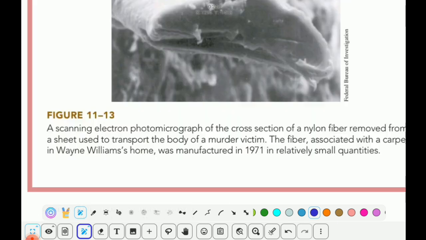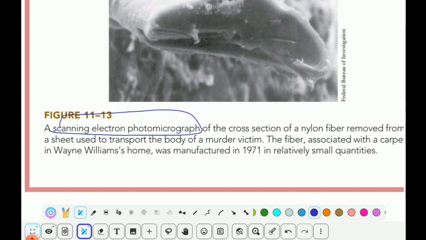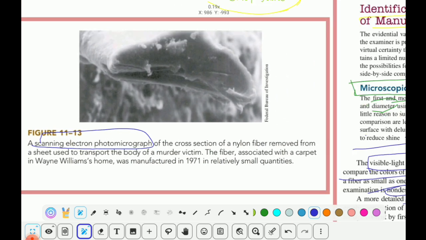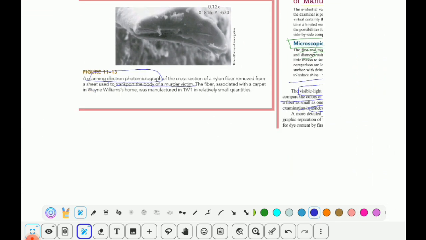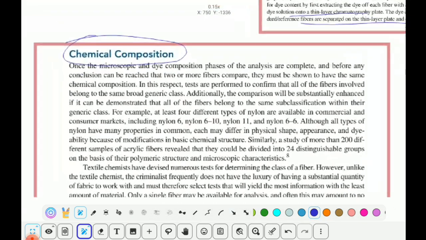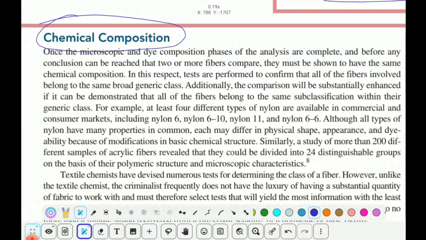As we are done with the microscopic examination of fiber, here is an image which shows the scanning electron photomicrograph of the cross section of a nylon fiber. This fiber was obtained from the sheet that was used to transfer the body of the victim that was murdered.